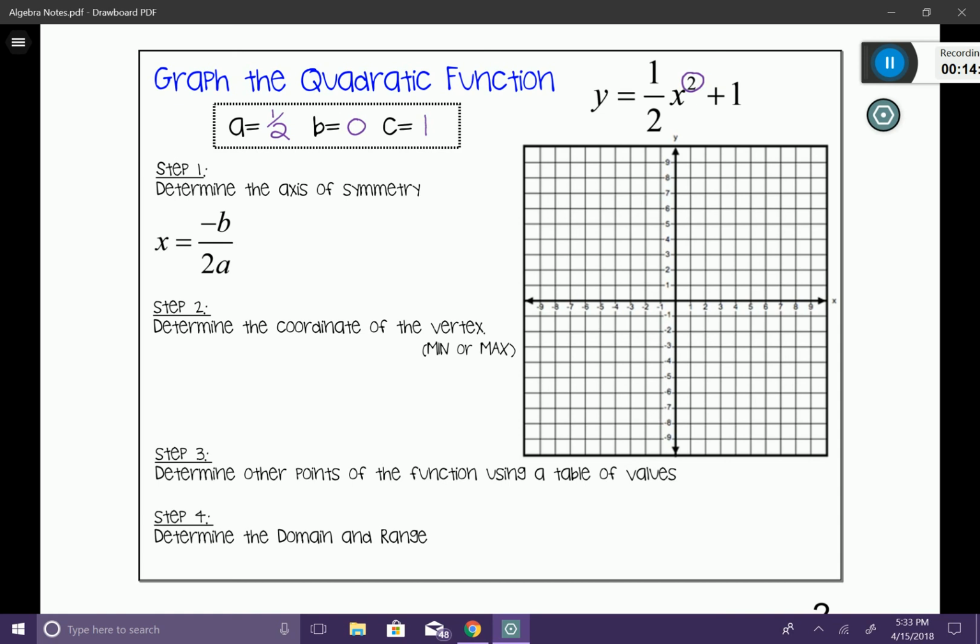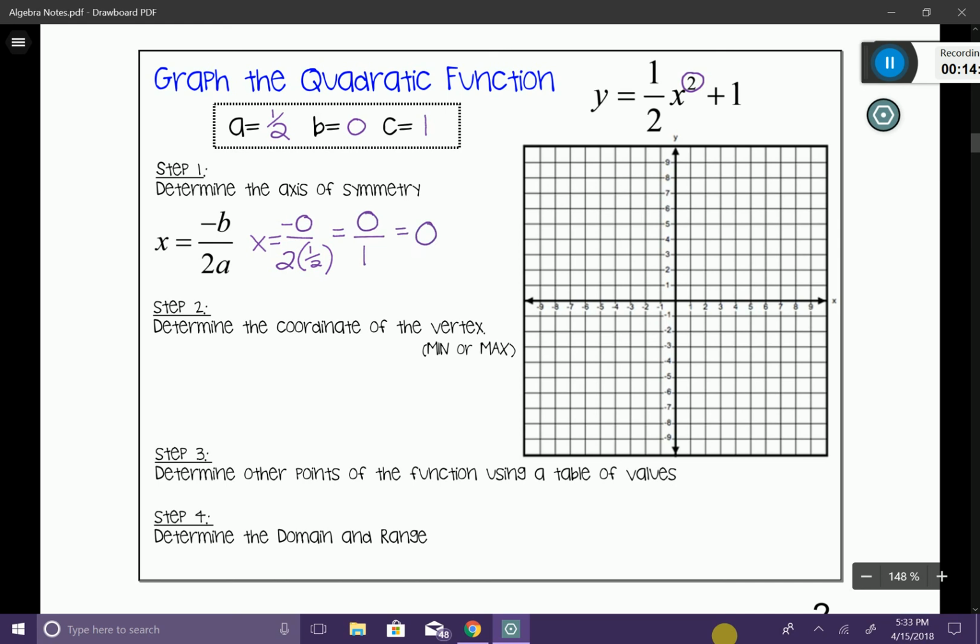Okay, let's go ahead and solve for our axis of symmetry. X is equal to negative b, which is 0, divided by 2 times 1/2. So I'm going to go ahead and simplify that. 0 divided by 1, and we know that's going to equal 0. So my axis of symmetry is going to be x is equal to 0. Now on our coordinate plane, that's just going to end up being the y-axis. So you can see me highlighting that right now.